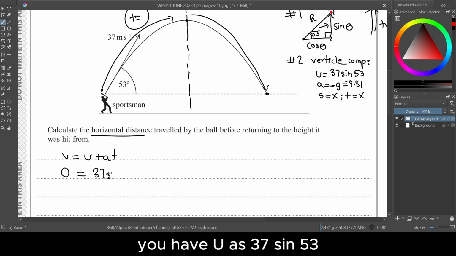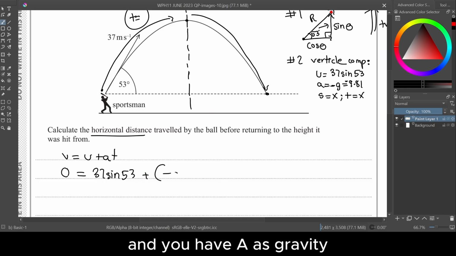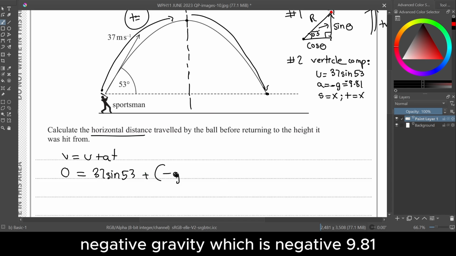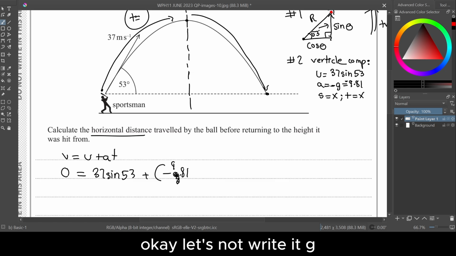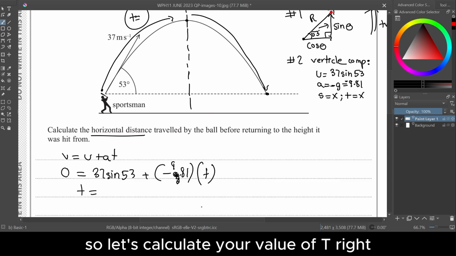So you have v as 0, you have u as 37 sine 53, and you have a as negative gravity, which is negative 9.81. Okay, let's not write it as g. And you need to find t. So let's calculate your value of t.